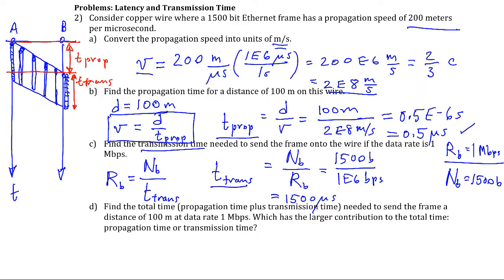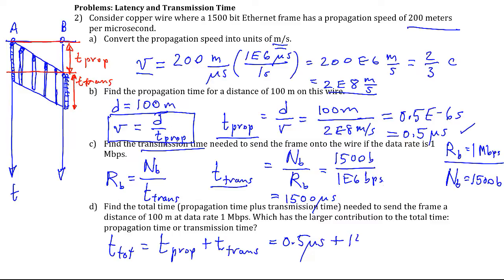And so the total time is T prop plus T trans, which is 0.5 microseconds plus 1500 microseconds, which is 1500.5 microseconds. So T trans totally dominates, by a factor of about 3,000, as a matter of fact here.